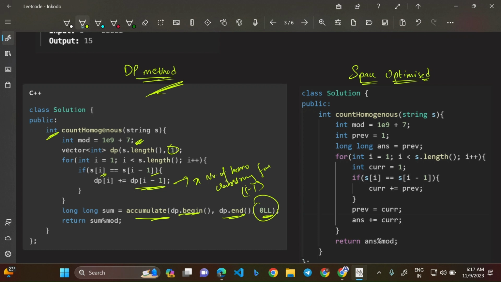I hope you people understood. Generally we use only 0, if the sum is int, but here the sum is long, so that's the reason we use 0 LL. All right, and now this is the DP method.